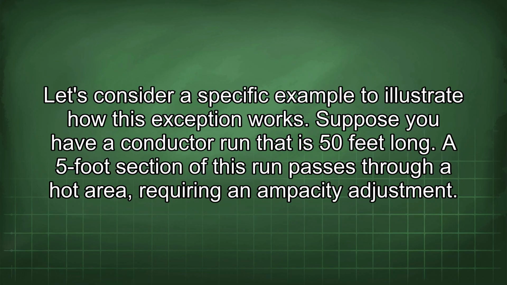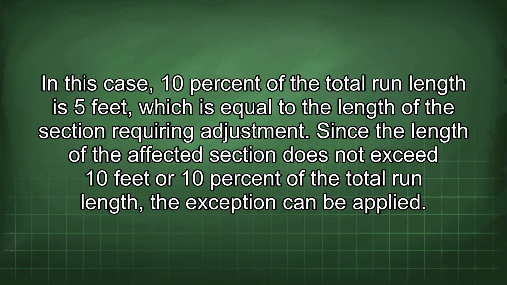Let's consider a specific example to illustrate how this exception works. Suppose you have a conductor run that is 50 feet long. A 5-foot section of this run passes through a hot area, requiring an ampacity adjustment. In this case, 10% of the total run length is 5 feet, which is equal to the length of the section requiring adjustment. Since the length of the affected section does not exceed 10 feet or 10% of the total run length, the exception can be applied.